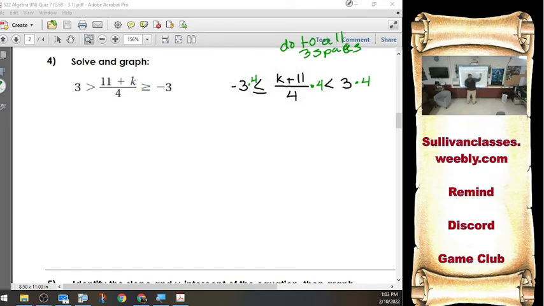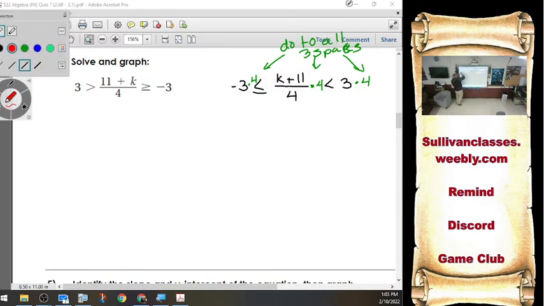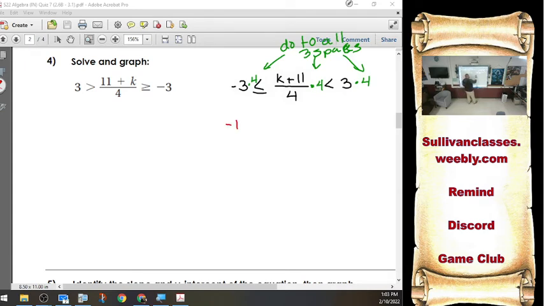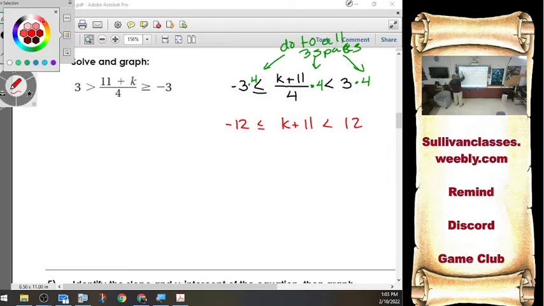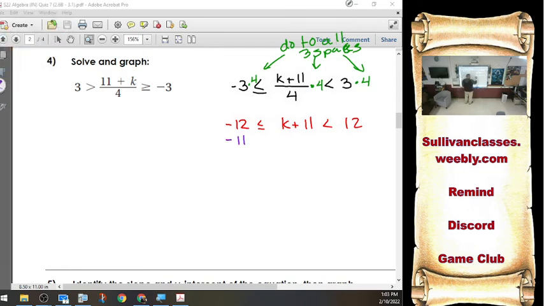That's a C. Tell yourself that you have to do it in all 3 spots. And then, this is now negative 12, less than or equal to, k plus 11, less than 12. K is still not by itself. Where? All 3 parts. Subtract 11, subtract 11, subtract 11.